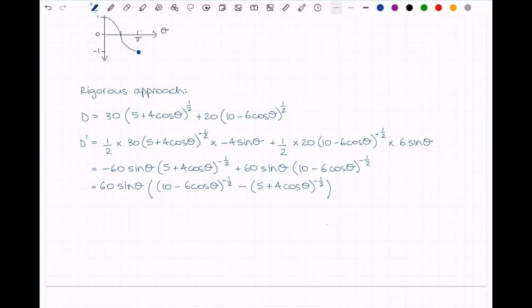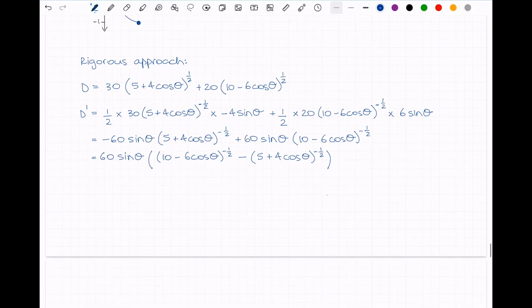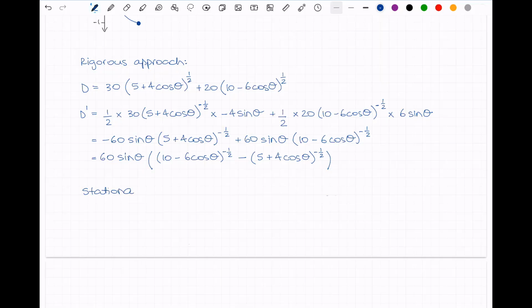Now, hopefully you've done enough calculus to know that the stationary points, or in other words the minimums, the maximums, the inflections, the stationary points occur when this derivative d dash is equal to 0. So basically we want to solve for when this derivative is 0, find those values of theta, and then determine which of those values gives us the shortest distance.